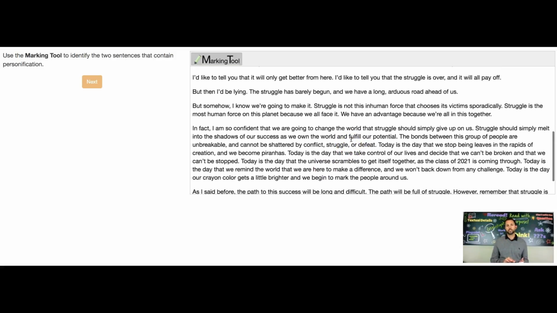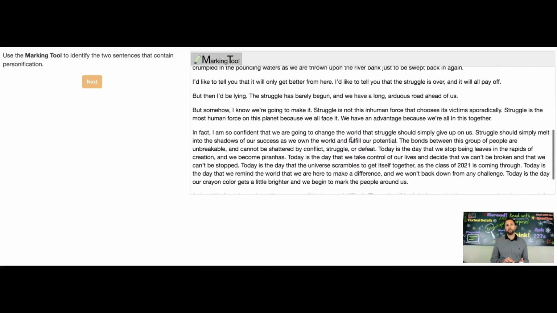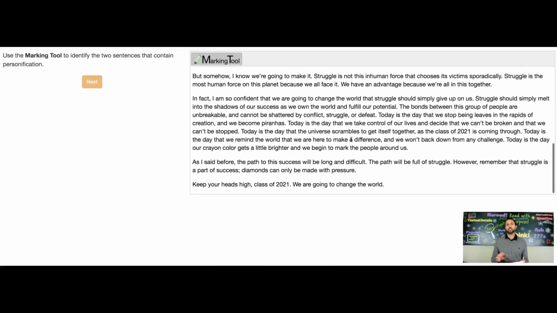So as we go through, just to speed up a little bit, there are two places where you could say, okay, this could be personification. In this paragraph here: "But somehow I know we're going to make it. Struggle is not this inhuman force that chooses its victims sporadically." So you might think this might be personification because the idea you're talking about is struggle, the concept of struggle. And this author is talking about an inhuman force that chooses its victims sporadically. But she's talking about this struggle as a force right now.